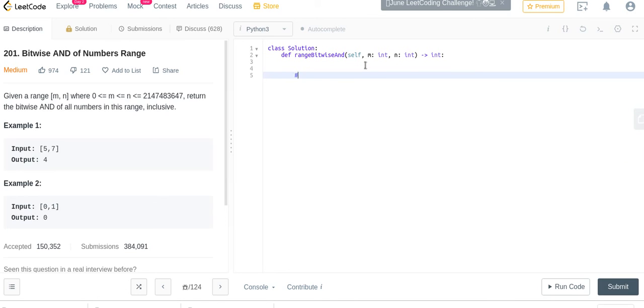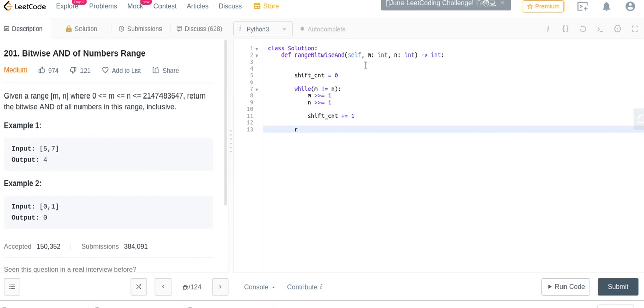Let's write the code this way. We initialize the shift count to 0 and then use a loop to decide whether m equals n or not. If it's not equal, we shift m right by 1, and also shift n right by 1, and increment the shift count. Then we return m shifted left by the shift count.